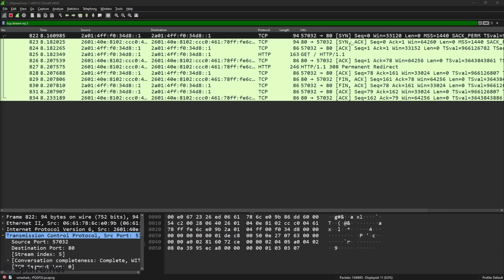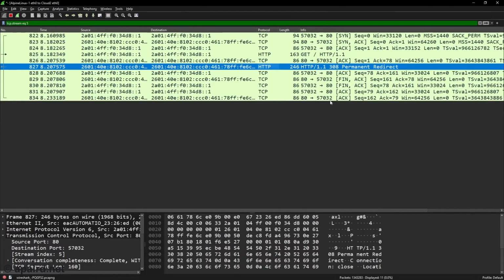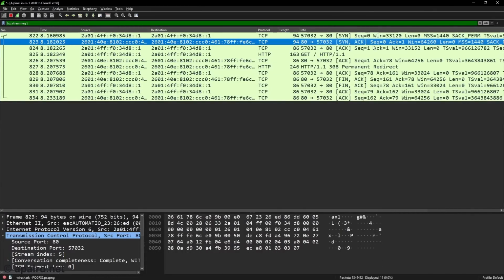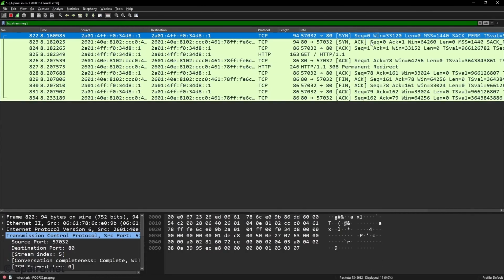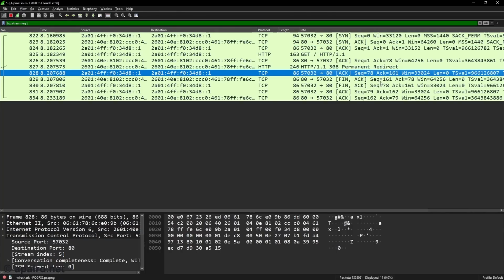So here I have an example of a simple TCP session. This is actually carrying HTTP, so we'll just ignore that for now. The beginning of our session is setting up the session, so we need to synchronize and establish a handshake. After that we can exchange data, and then we can close the session.